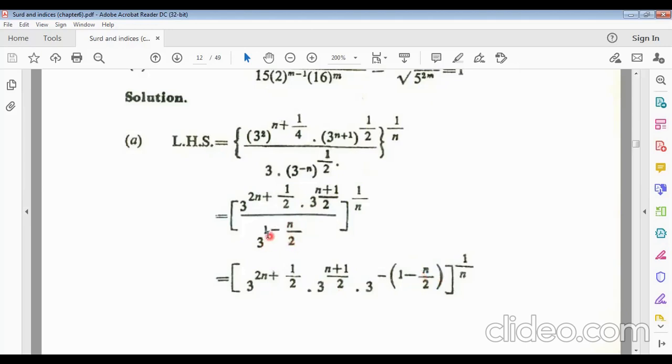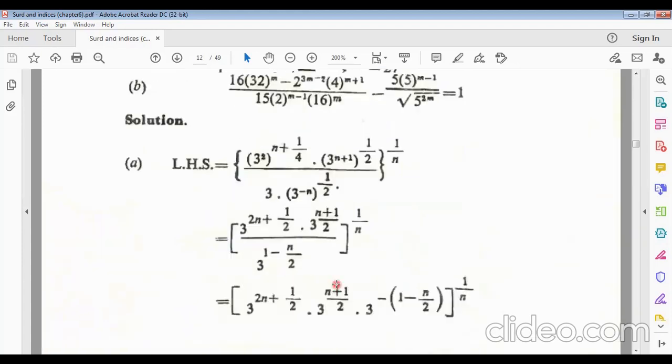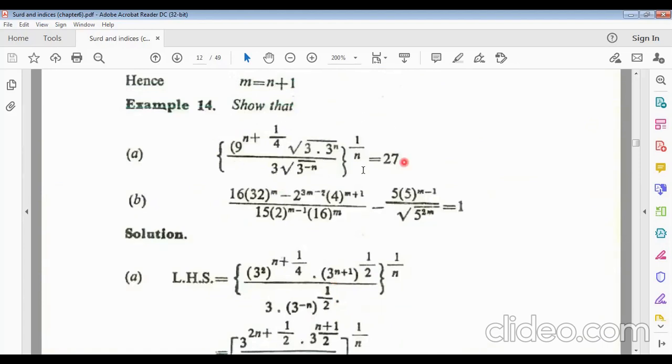So we can write 3 to the power minus bracket this one, and we have to make the same base, and powers will be added. 3 to the power this, all to the power 1 by n. After simplification, taking LCM, we get thrice n only. 3 to the power thrice n, 1 by n, and n will be cancelled. Only 3 cube. 3 cube means what? 27. And this is the right hand side. Okay.